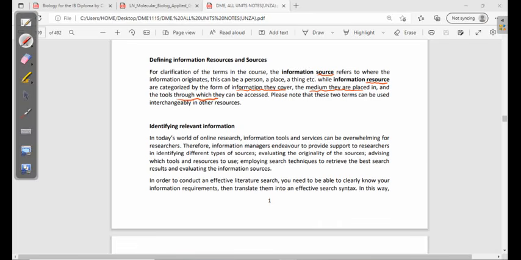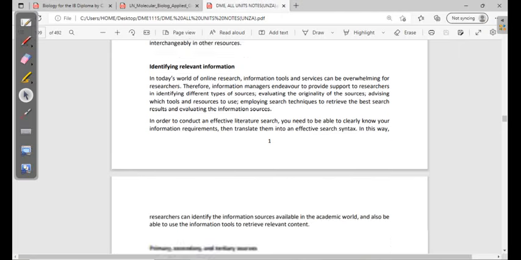A resource goes deeper into understanding the assets themselves. Where are you putting the information? How can you access it? Where have you put it? That would be the difference between a resource and the source of information. Source is simply where you are getting it, but resource goes deeper into understanding the category of the information and the medium in which it is placed. It can be in the form of a book, for example, and also how you can access that information. That would be a resource, but we need to understand that these two terms can be used interchangeably.